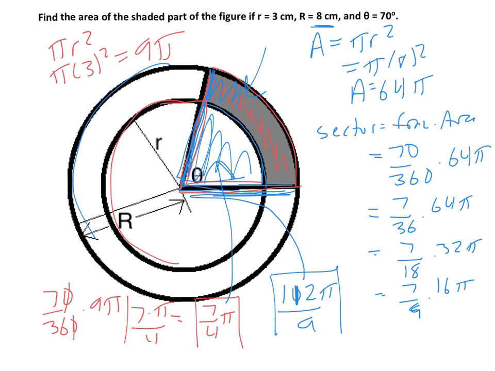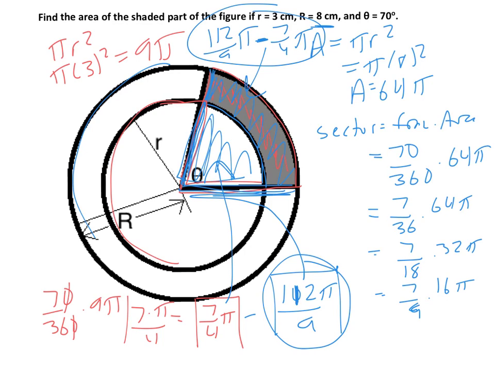So to find the area of just the shaded spot, I need to take this larger area and subtract the smaller area. So I'm running out of space here. I'm just going to erase this region here just so I have a little space to work with, or maybe I won't. But basically the final answer will just be 112 over 9 pi minus 7 over 4 pi. And I could simplify that, but for now we're going to accept that as the answer.